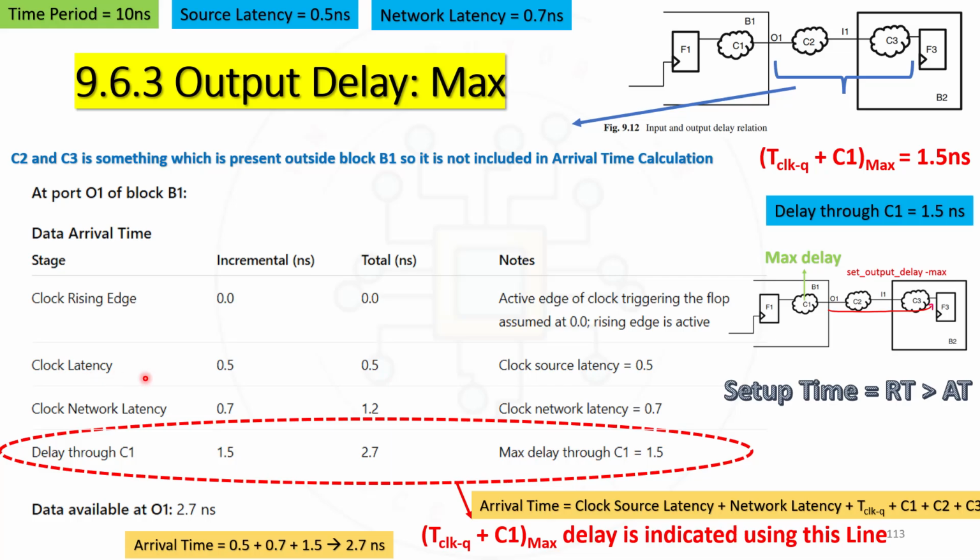Next, clock latency is 0.5, network latency is 0.7. So this total delay will get added up, starting with 0.5, and I'm getting output as 0.5. Now this 0.5 will get added up with 0.7 and I'm getting here 1.2.